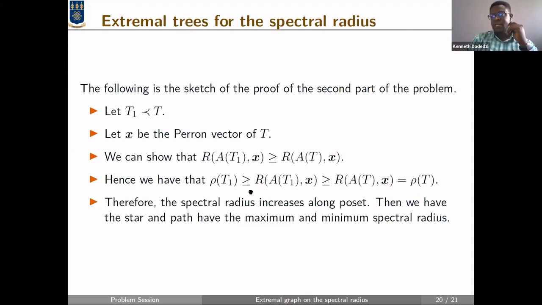And we found out that we can actually see that the spectral radius is increasing along the process. With this idea, we can easily conclude that the path and the star have the maximum and the minimum spectral radius. With this same idea, we can also compute the Strata index.